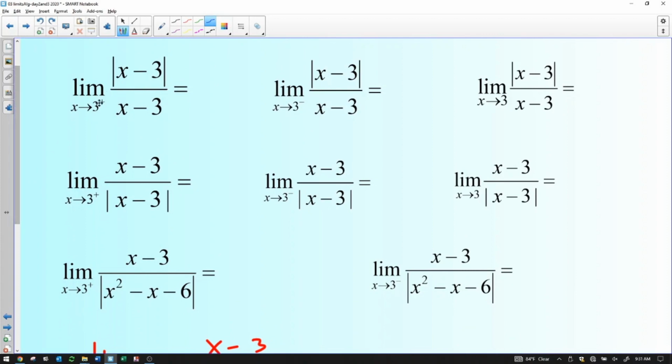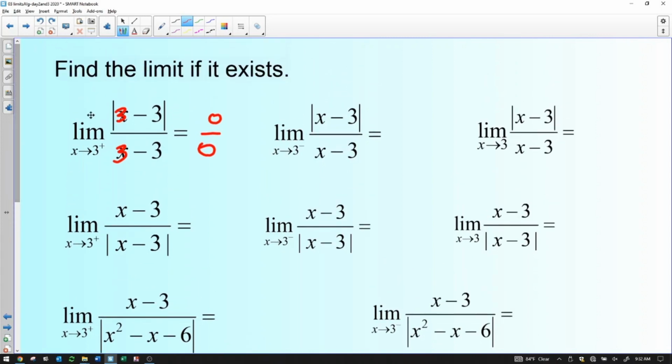So right here, guys, whenever you do an algebraic problem, the easiest thing, in my opinion, is just plug in and see what happens. Okay. When I plug in, do you see I get 0 over 0? Okay, so, gotta do something else.